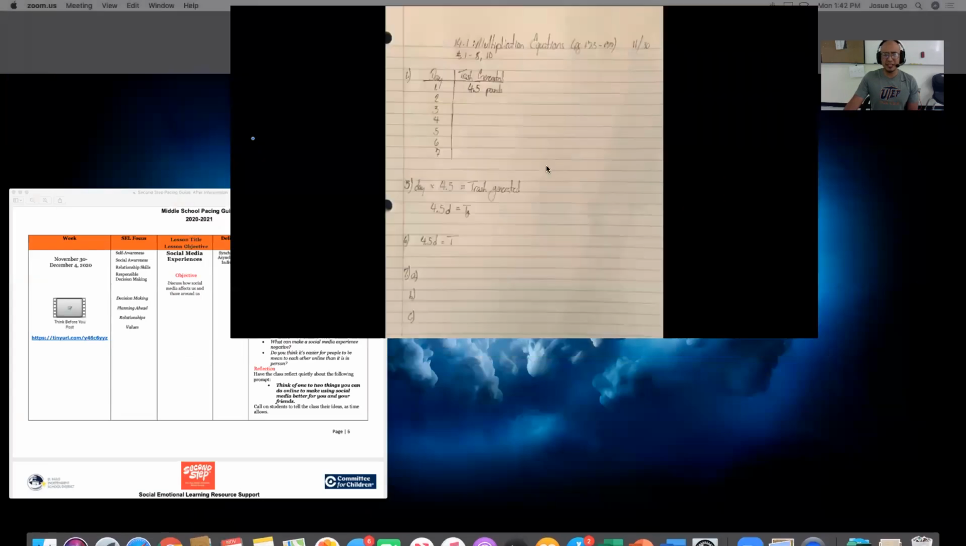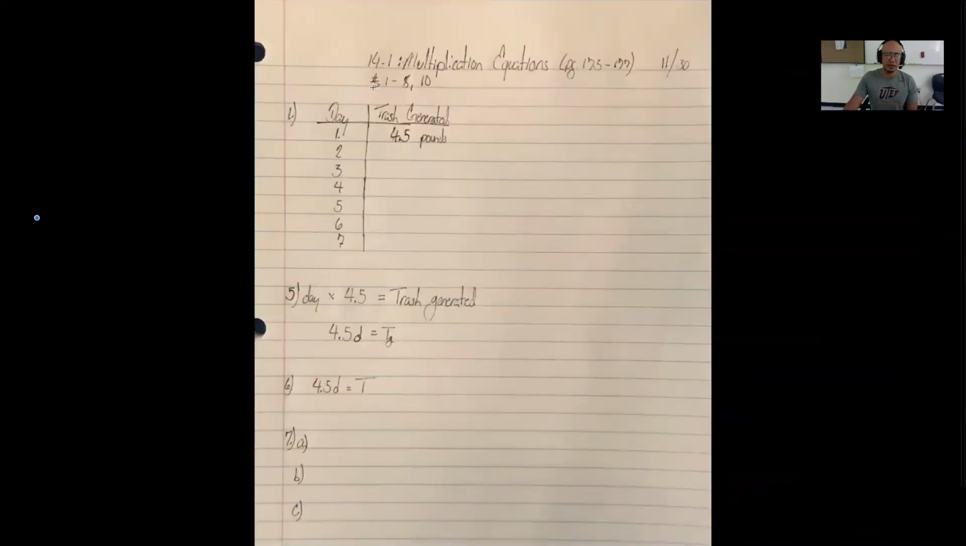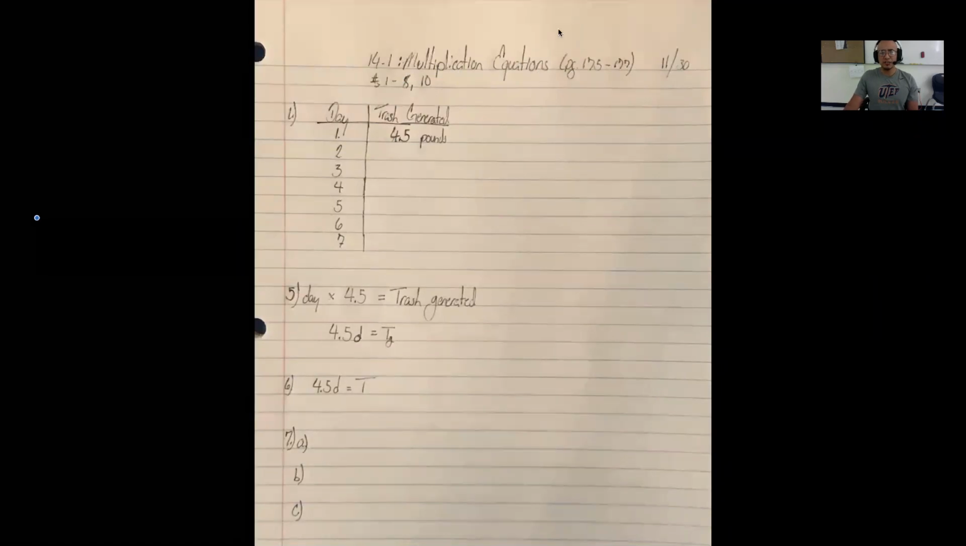To begin, the assignment today is right here. This is just a sample of how I would do it in my notebook. It is lesson 14-1, multiplication equations. Here are the page numbers. As far as the actual numbers that we will be doing, we're going to be doing number 1, number 5 through 8, so 5, 6, 7, and 8, and then number 10. Feel free to pause this as you copy this down.